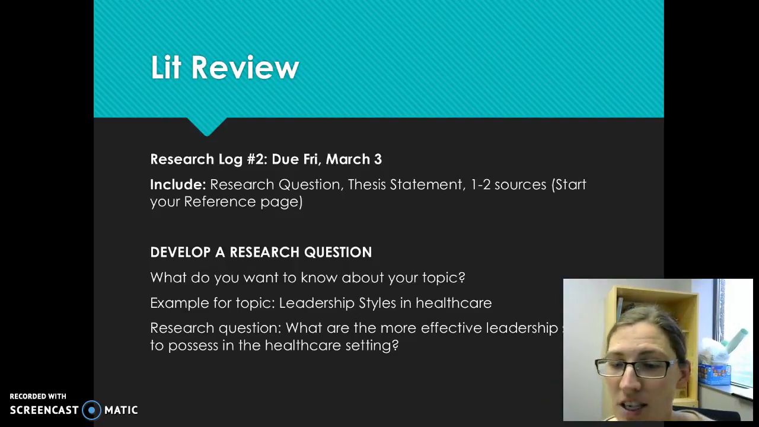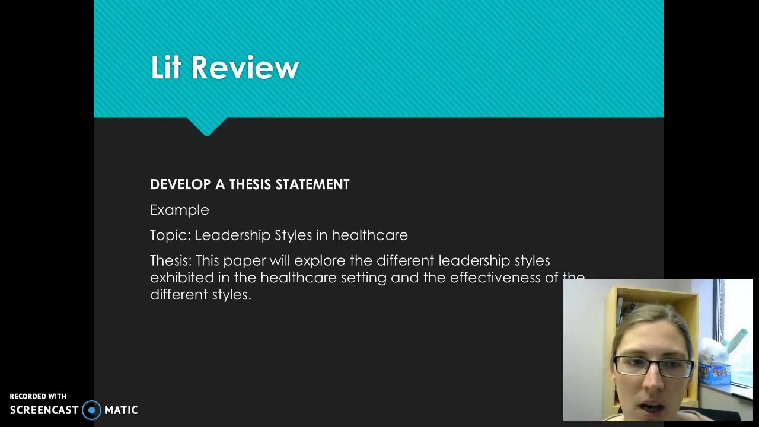From each topic, there's a number of different research questions, so it's really up to you what you want to focus on. Then for that same example, a thesis statement might be, this paper will explore the different leadership styles exhibited in healthcare settings and the effectiveness of each style. So you might have 3 leadership styles that you're going to be talking about, and then talk about the effectiveness or the pros and cons of each style.